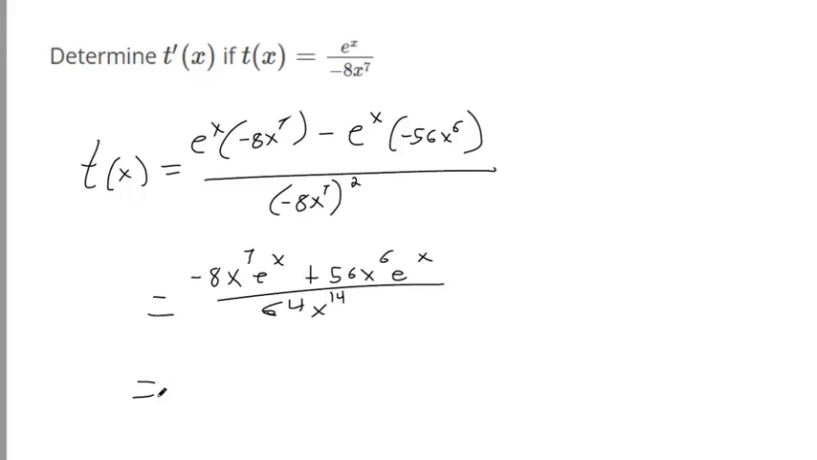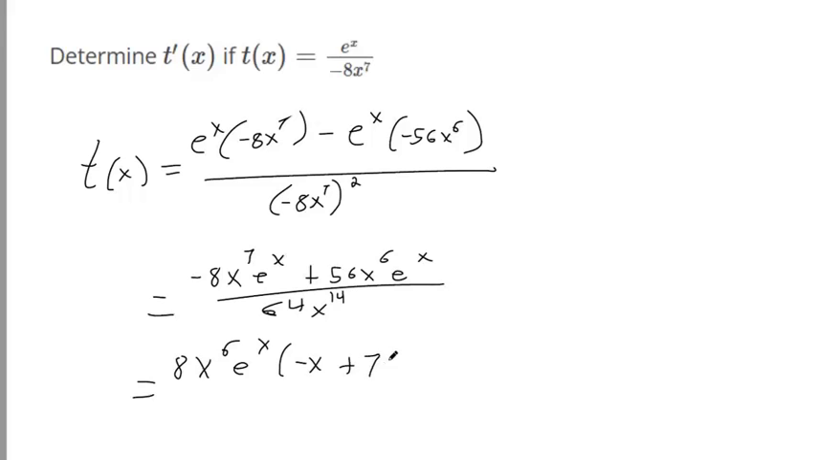You can factor out e to the x from both these terms. You can factor out x to the 6 from both of those terms. So let's do that because it will have something that will cancel out with the bottom. Oh, we could factor out an 8 too. Let's do that while we're at it. Take an 8 out of both of them. So this is negative x to the first. This is what's left over. Then 56 divided by 8 is 7, right?